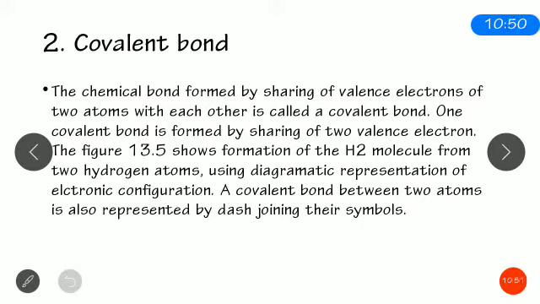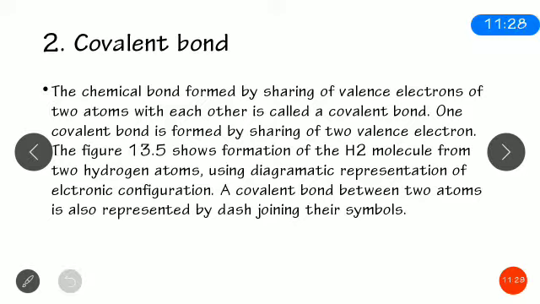All right. Now what is a covalent bond? The chemical bond formed by the sharing of valence electrons of 2 atoms with each other is called a covalent bond. Unlike in an ionic bond, which forms due to charge, because positive repels positive and positive attracts negative, so that was the formation of a bond because of charge, cation and anion. On the other hand, a covalent bond is because of the sharing of electrons. One covalent bond is formed by sharing of 2 valence electrons.